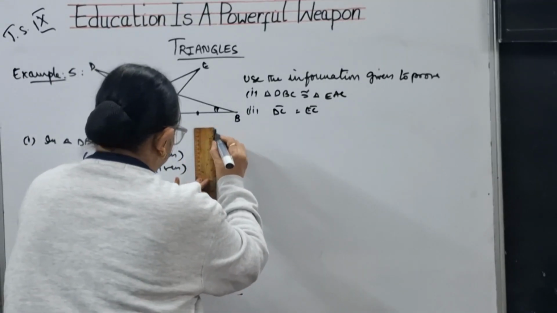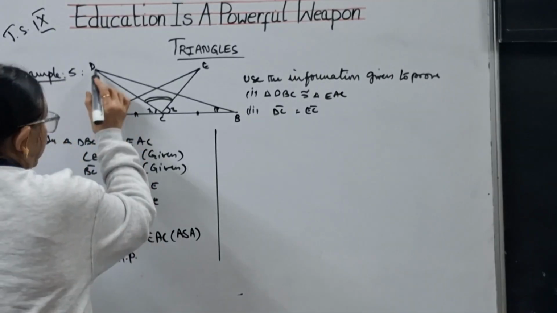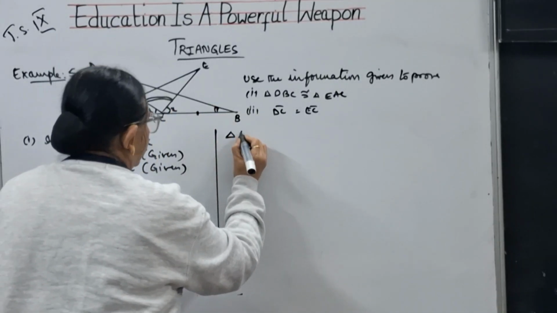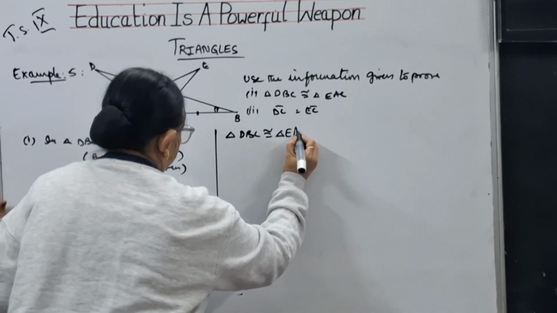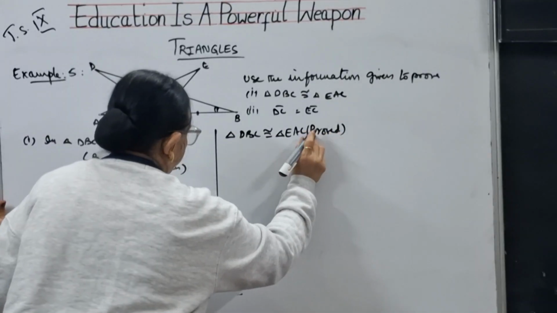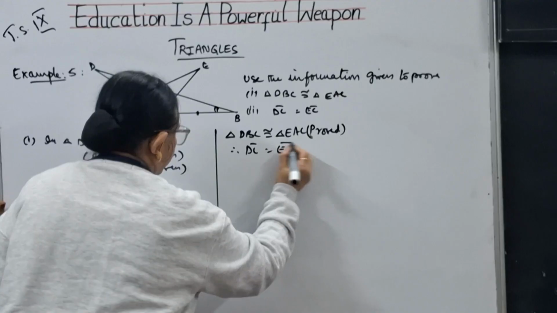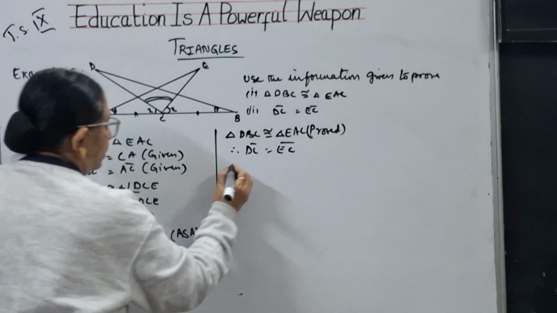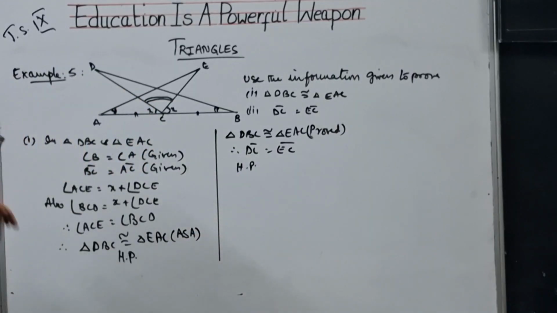Now the second bit is, they are asking us to prove that DC is equal to EC. We know that triangle DBC is congruent to triangle EAC. Just now we have proved it. Since we have proved it, we will say that their corresponding sides are equal. So DC is equal to EC. Therefore, hence proved. So this is how you are able to prove this, children.